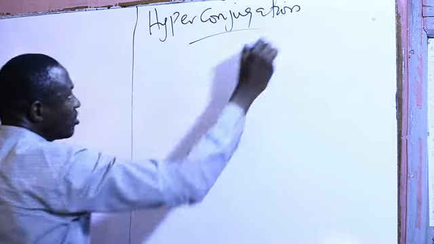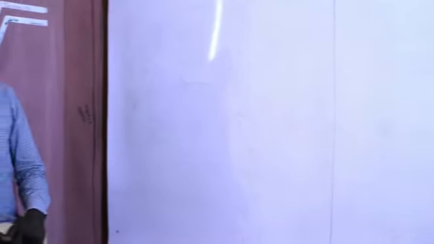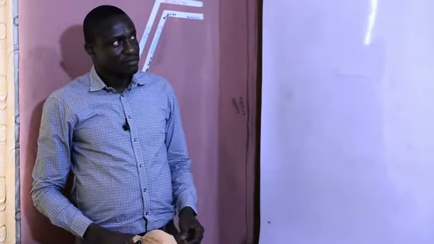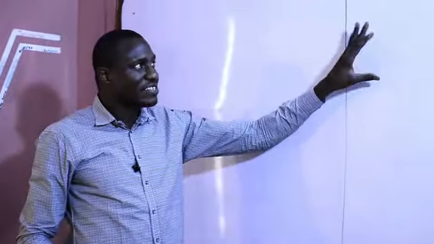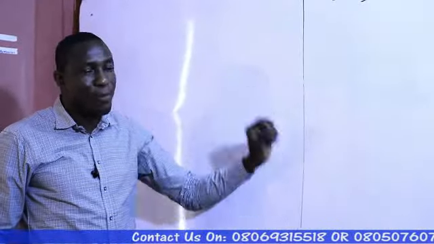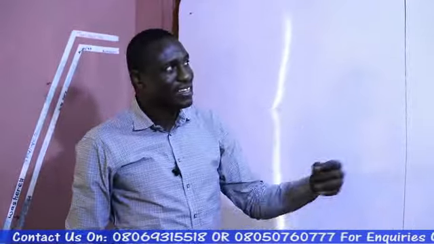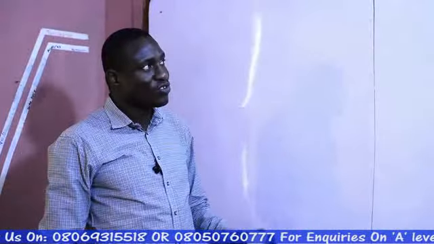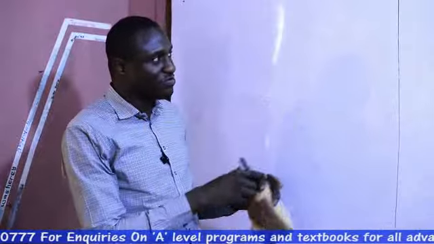Hyperconjugation, or the so-called hyperconjugative effect. The hyperconjugative effect is a permanent effect that occurs when there is delocalization of the sigma bond of an alpha hydrogen of an alkyl group attached to a pi system or to an empty p orbital in a particular compound. What we mean by this can be in two forms from the definition.